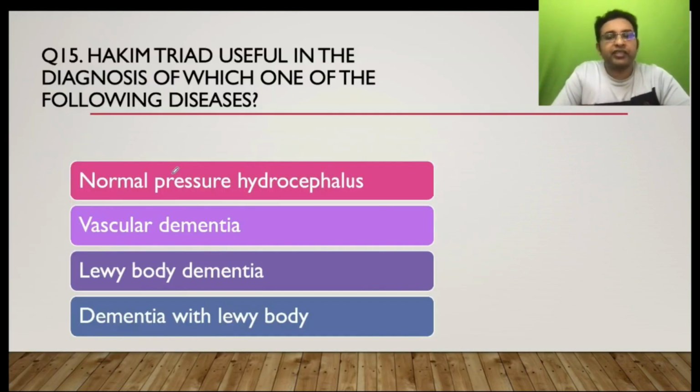And the 15th question is regarding Hakim-Adams triad. Hakim-Adams triad is otherwise called Hakim-Adams disease. It is useful in the diagnosis of which one of the following diseases?